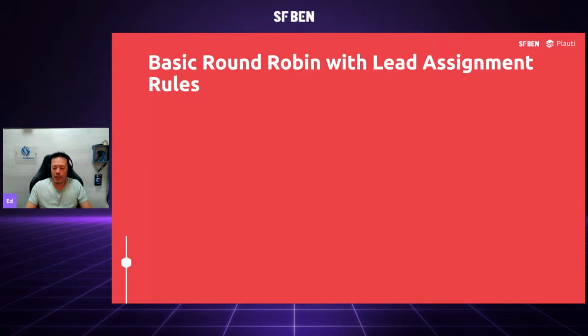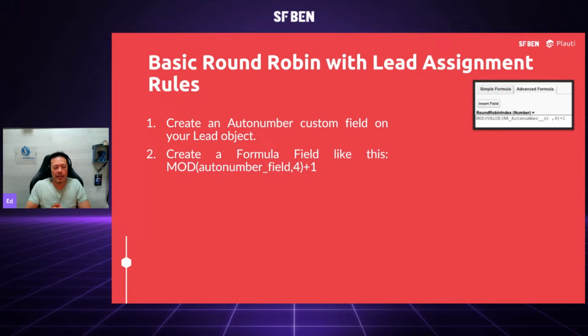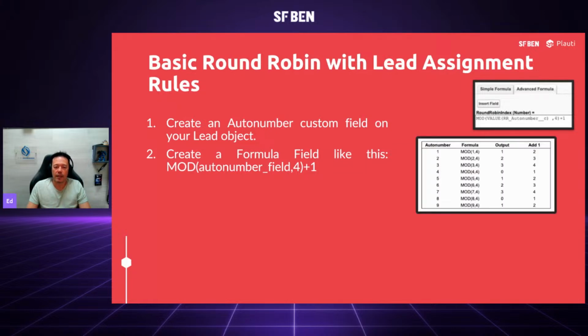Now you can do a little bit of customization in order to get a very basic round robin going using lead assignment rules. Firstly, we create an auto number custom field on our lead object. Then on the same lead object, we create a number formula field, which takes advantage of the mod function, or the mod operator. What the mod operator does is it takes your auto number field, in that little table, the auto number in the left-hand column. As new records are created, the auto number increments by 1.